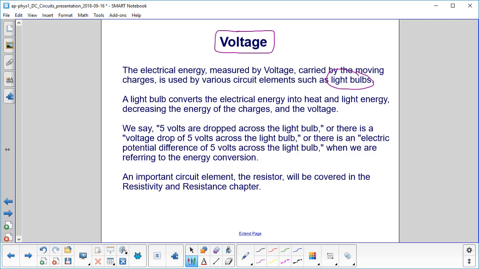We have a couple different ways of saying that. One is 5 volts are dropped across the light bulb, or there's a voltage drop of 5 volts across the light bulb, or, to get really fancy, there's an electric potential difference of 5 volts across the light bulb. What's happening there is energy is being converted from electrical energy to thermal energy and light, or motion if you're powering a vacuum cleaner. An important circuit element that we haven't talked about yet is the resistor, and that will be covered in the chapter that's coming up soon.